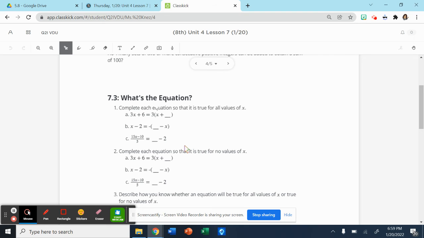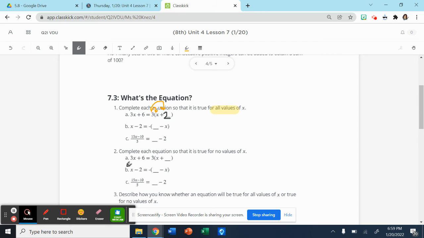I'm just going to show you 2 examples, one that's true for all values and one that's true for no values. In question 1, we know that we want the left and the right side to be equal because it's going to be true for all values of x. And so if I have 3x + 6, I know that my equation will be equal if I replace the blank with a 3. Or, I'm sorry, a 2. I'm thinking about addition. It's multiplication. Because then, when I distribute my 3 to the inside of my parentheses, 3 times x and 3 times 2, I end up back at 3x + 6.